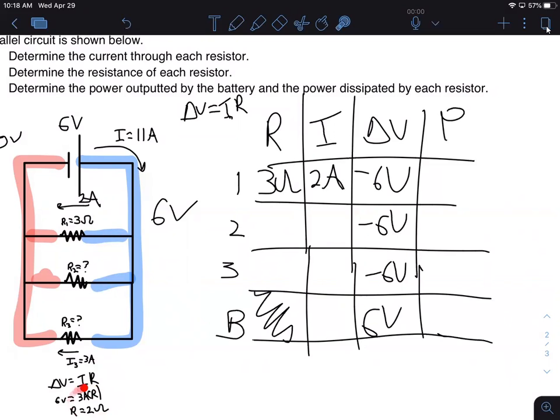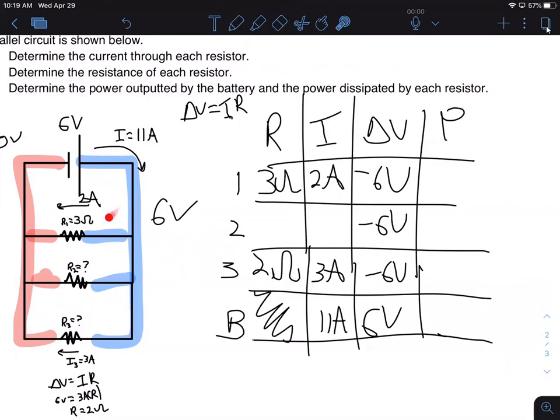R3 we found was a resistance of 2 ohms because we knew the current. We knew the current here was 3 amps. So I look at Ohm's law, I say 6 volts, 3 amps. This has to be 2 ohms. All right, and they also tell us the battery, there's 11 amps going through here. Great. So how does that help me?